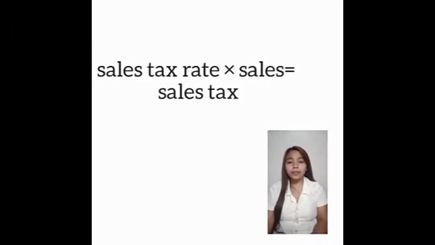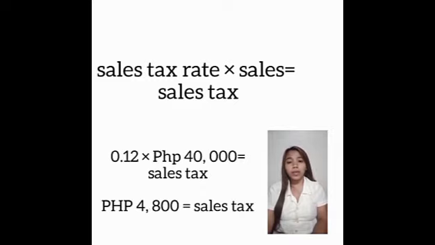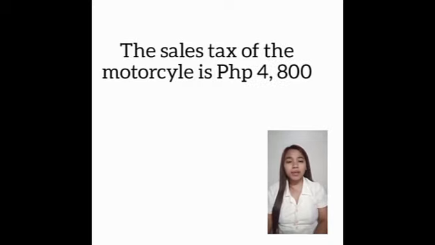First, we need to find the sales tax. Using the formula, sales tax rate multiplied by cost is equal to sales tax. Using the information, we know that the sales tax rate is equal to 12% or 0.12 and the sales is equal to 40,000 pesos. So 0.12 multiplied by 40,000 pesos is equal to 4,800 pesos. So the sales tax of the motorcycle is equal to 4,800 pesos.